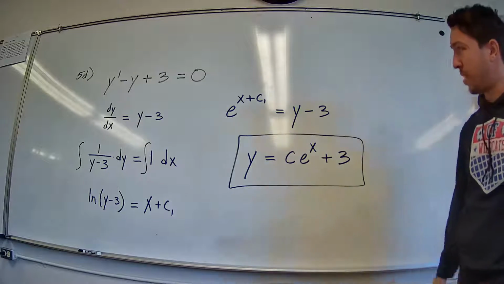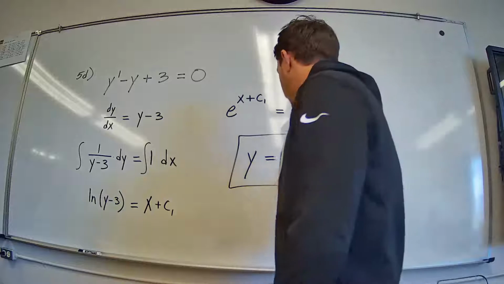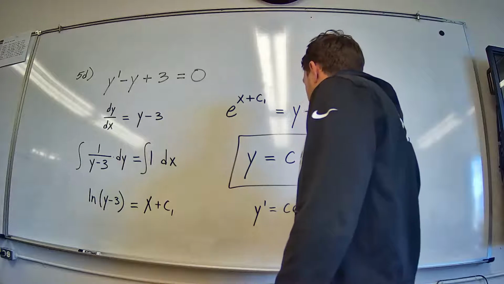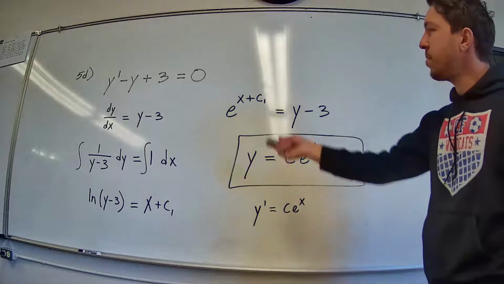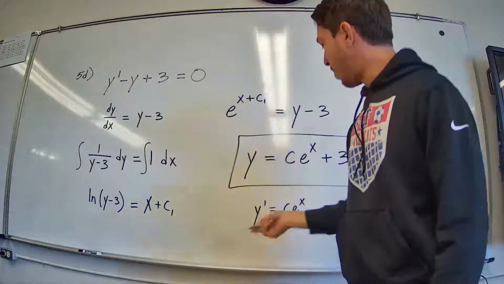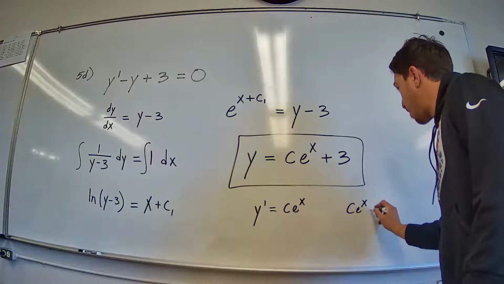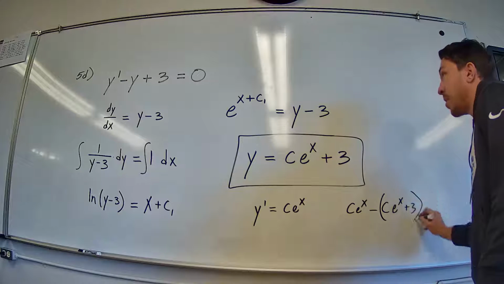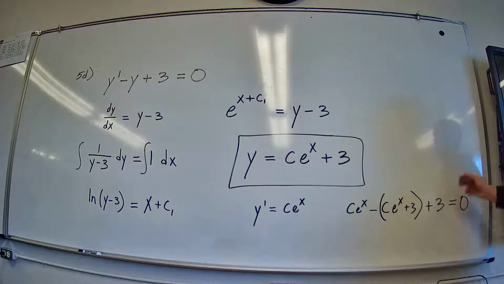It's actually very easy to confirm that this satisfies the equation. Because if you say, what's the derivative of this? The derivative would be c e to the x. And so if you plug into this equation, y prime minus y plus 3, does that indeed equal 0? Yes, it does. So, confirmed.